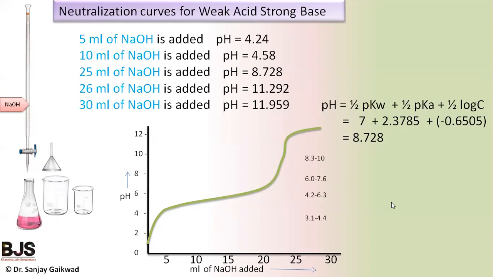Okay, now in this way, we consider the indicators for this titration: methyl orange indicator, methyl red indicator, bromothymol blue indicator, and phenolphthalein indicator. Methyl orange cannot be used, methyl red also cannot be used, bromothymol blue indicator is also not used, but phenolphthalein indicator is used because the pH of the solution after the equivalence point is in the basic range, and therefore the phenolphthalein indicator shows the change in color from colorless to pink. Now in this way, this is the neutralization curve nature for a weak acid, acetic acid, with the strong base NaOH.